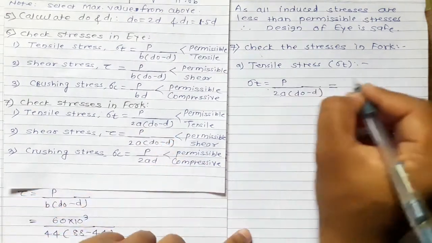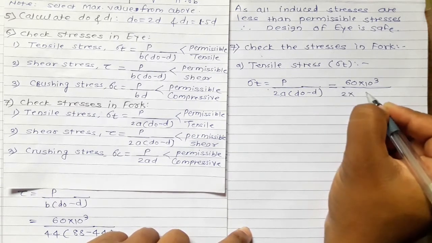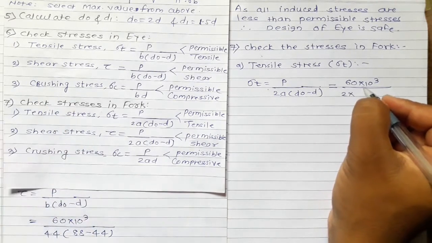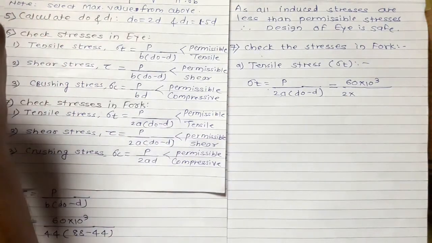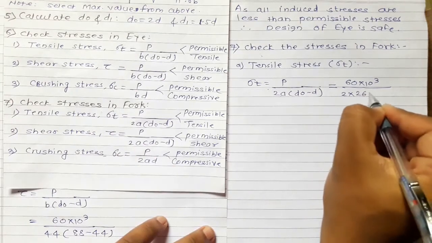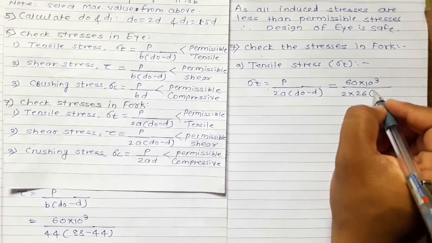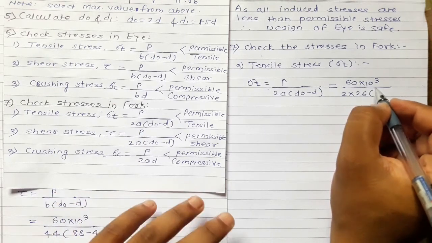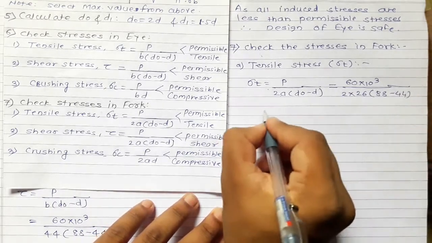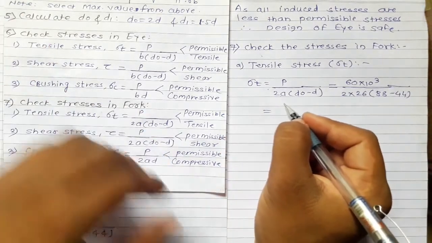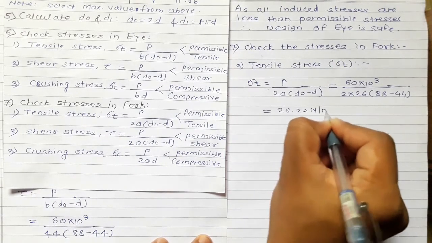Okay, so let us put the value of P here. So P is 16 into 10 raised to 3. Then the value of A is 26, D0 is 88 and small d is 44. Now calculate this sigma t. So value of sigma t for this fork will be 26.22 Newton per mm square.